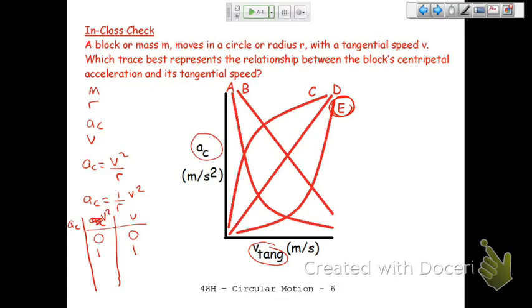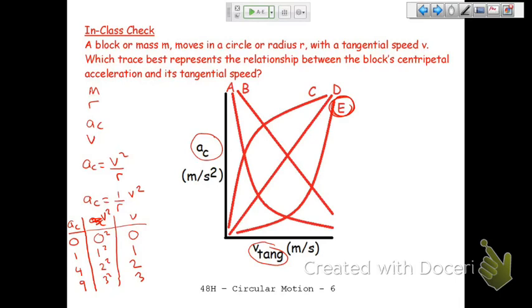So this is 0 for V, 0 squared for V squared. That's 0 for AC, because 0 squared is 0. That is 1 squared, so that becomes 1. This is 2, this is where this pays off. This is 2 squared, which becomes 4. And this is 3 squared, becomes 9.